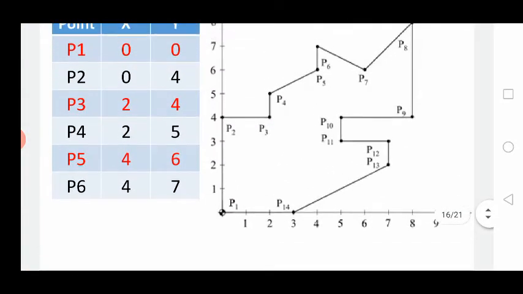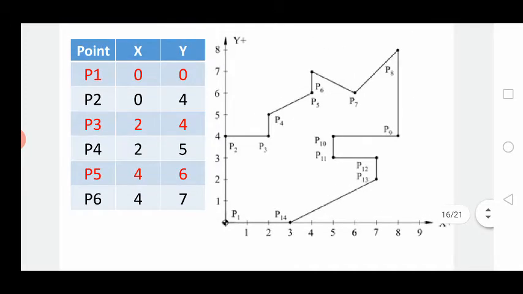So the origin means the coordinate of that one is 0 0. Next, point 2, you can observe it is on the y axis. So it is on the y axis, which means x is 0 and y is 4, that is 0 4 is the coordinate of p2. Then when it comes to p3, it is 2 and 4. From the x axis it is 2 and from the y axis it is 4. So the coordinates of p3 are 2 4.